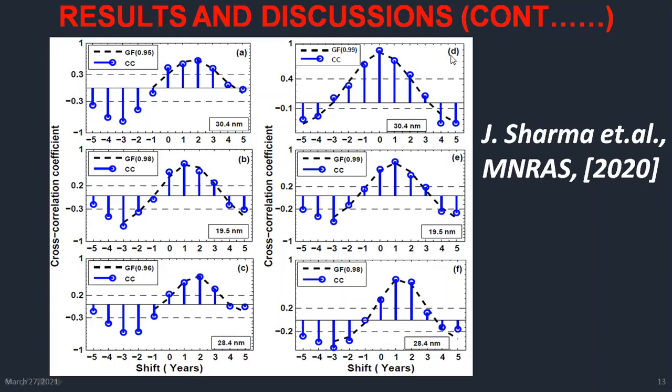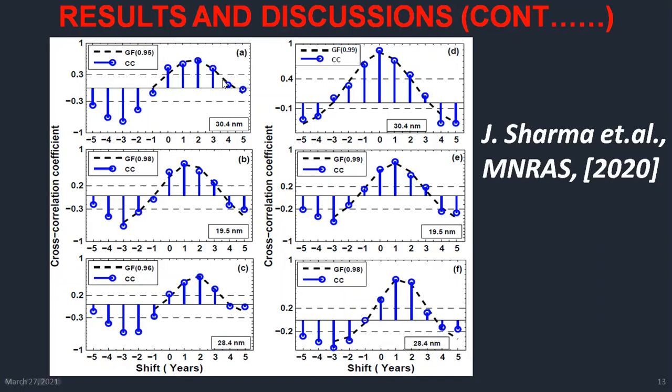The right panels D, E, and F show cross correlation of hemispheric asymmetry in rotation rate with extracted EUV flux as a function of shift in years for 30.4 nanometer, 19.5 nanometer, and 28.4 nanometer respectively. In these cases, Gaussian peaks occur at 0.09, 0.9, and 1.3 years respectively. So finally, we can say that asymmetry leads extreme EUV flux by about 1 year.